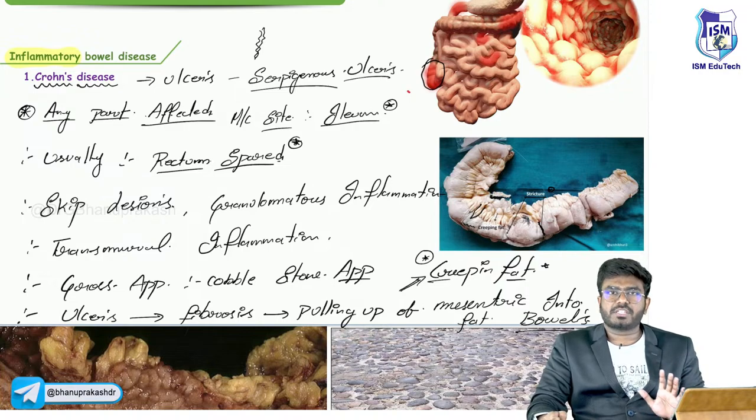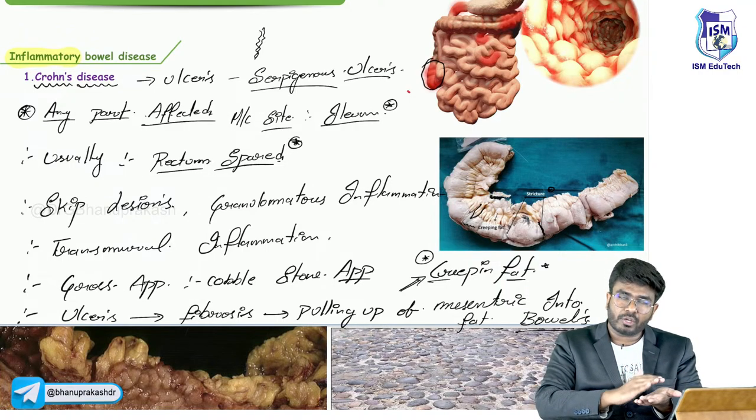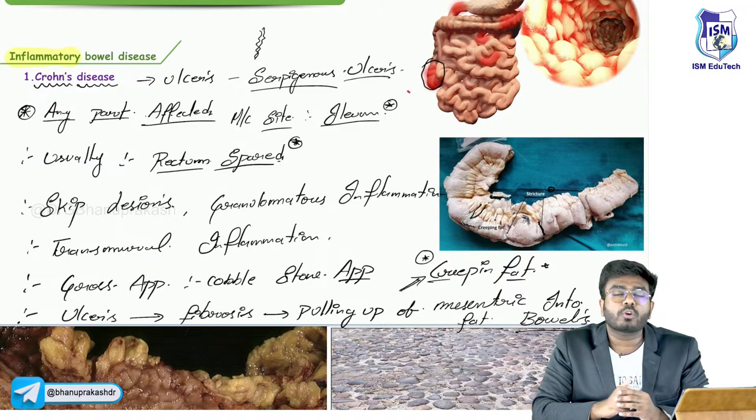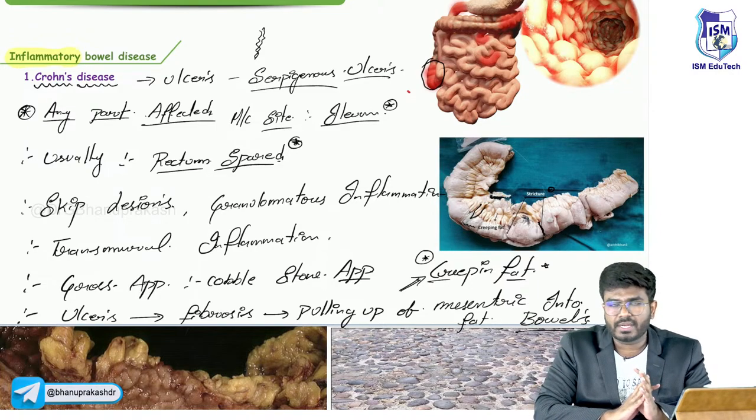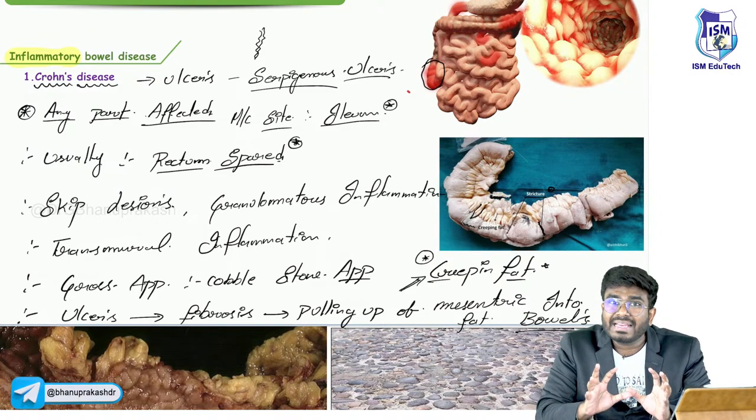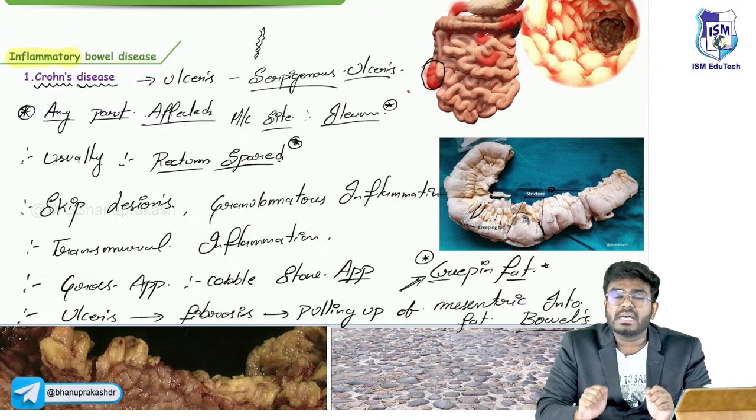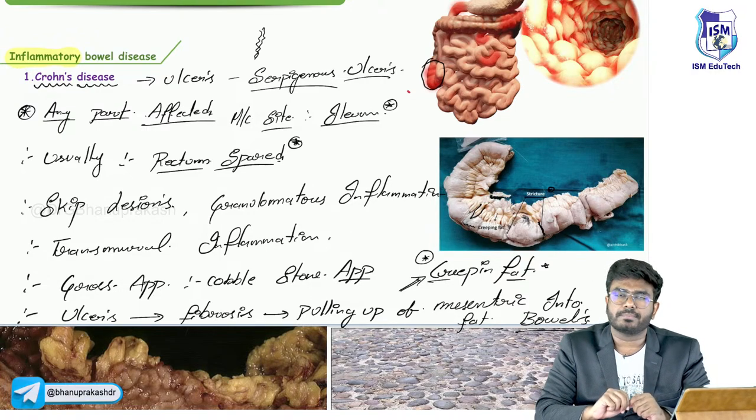It's a granulomatous inflammation. Gross morphology is going to be cobblestone mucosa. Because of the edema, it's going to show the cobblestone appearance. Creeping fat appearance is going to be seen. The ulcers are going to be serpiginous, serpent-like ulcers.